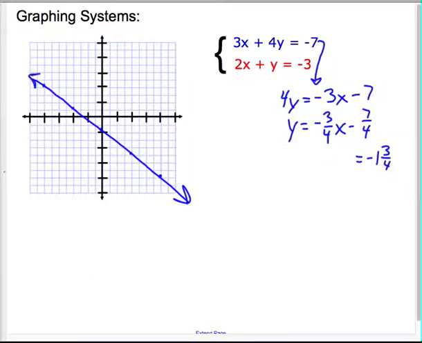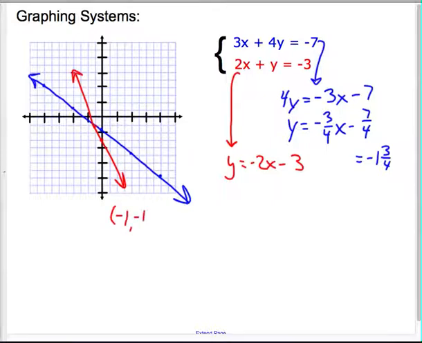All right, for my red equation, this one's easy to solve for y, so I'm just going to subtract that 2x. -3 is my y-intercept, and -2 is my slope, so I can rise and run to the left. And it looks like that's where my solution is. So I have -1, -1.